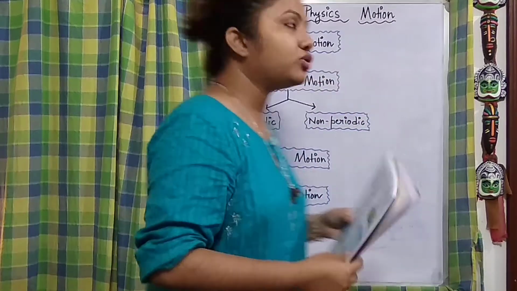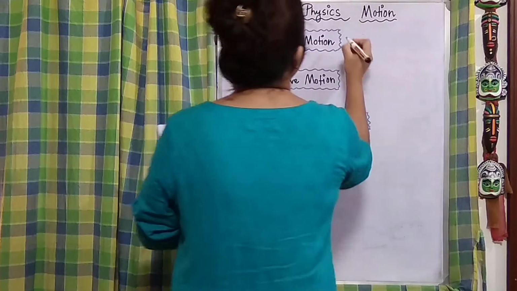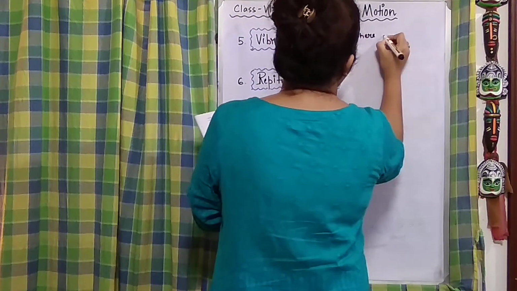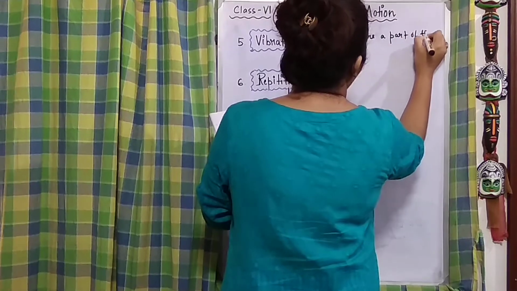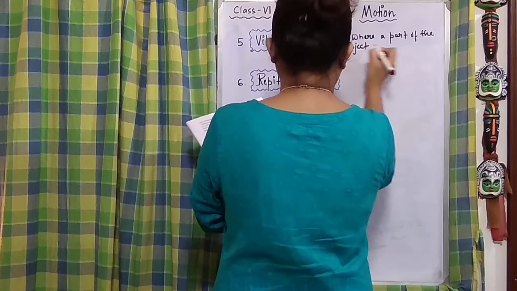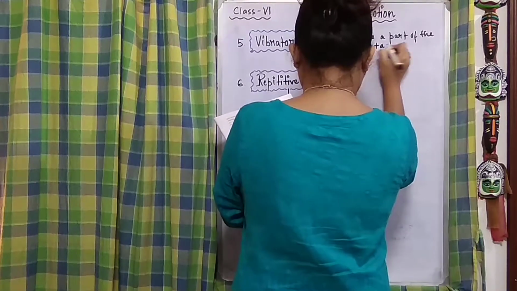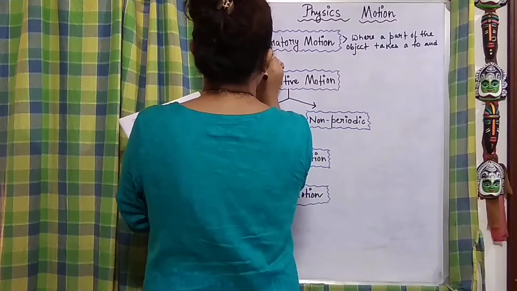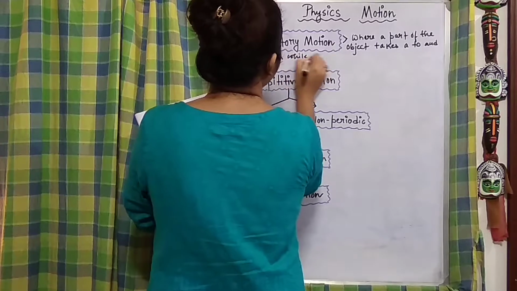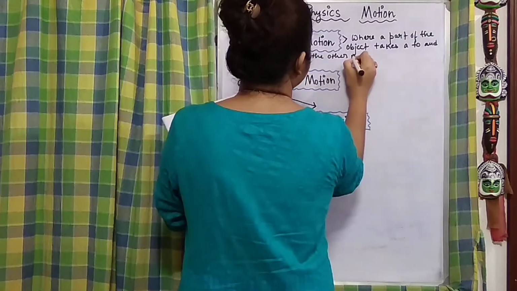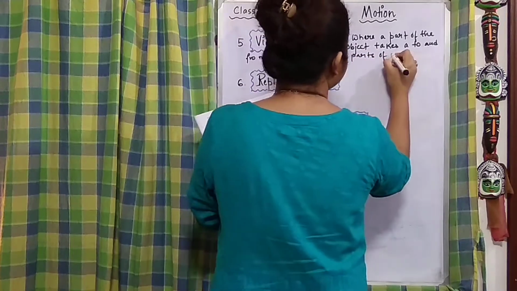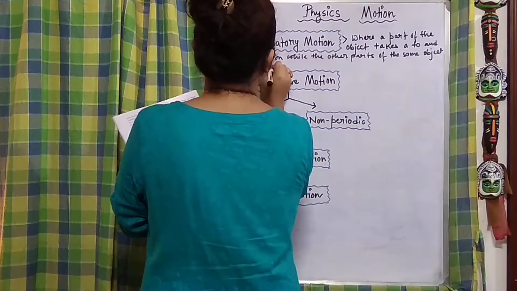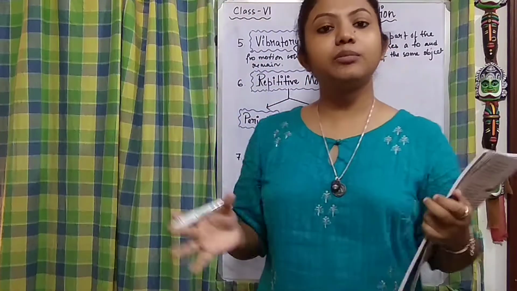Now how can we define it? Vibratory motion is a type of motion where a part of the object takes a to and fro motion while the other parts of the same object remain still. So I guess we are clear about the vibratory motion.